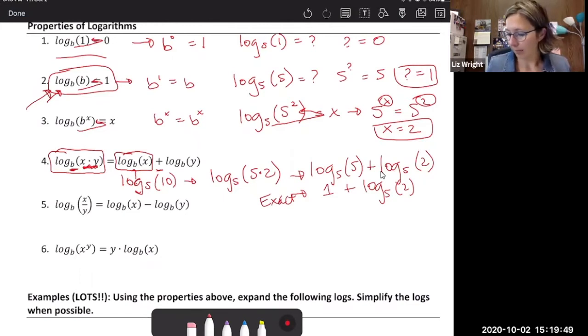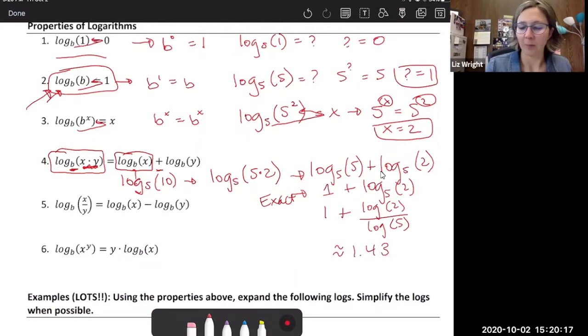And so I would do 1 plus log of 2 over log of 5. And we could figure that out too. So we could do log, I'm going to hit 2, and then I'm going to put the log button, and then I'm going to divide it by 5 and hit the log button, then hit equals, and then I'm going to add 1 to it. And then estimating that, that's going to be 1.43. But our exact form would be right here.